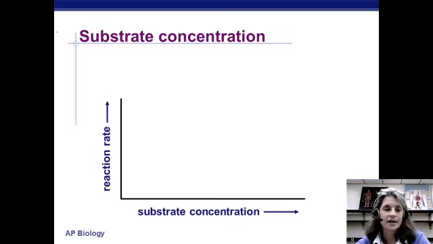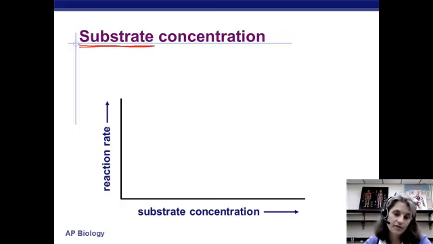Next, we can look at not enzyme concentration, but substrate concentration. How much substrate do I have? And we see a similar thing. Here's my y-axis with what I'm measuring, how fast my reaction goes, my reaction rate, and this is showing how much substrate. And as substrate goes up, let's see what happens to the reaction rate.